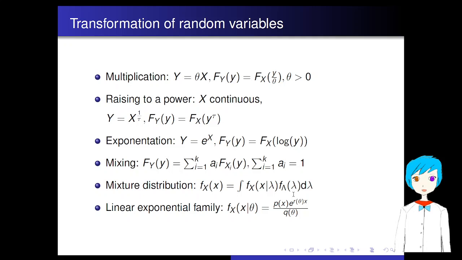We have mixing for a group of random variables xi. This group is finite and has finitely many random variables. We can define the CDF of y, Fy of y, to be the summation of ai times Fxi of y. Here, the summation of the coefficients is 1 and they should be non-negative.